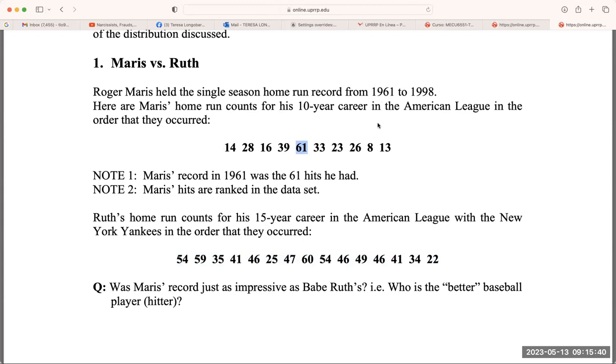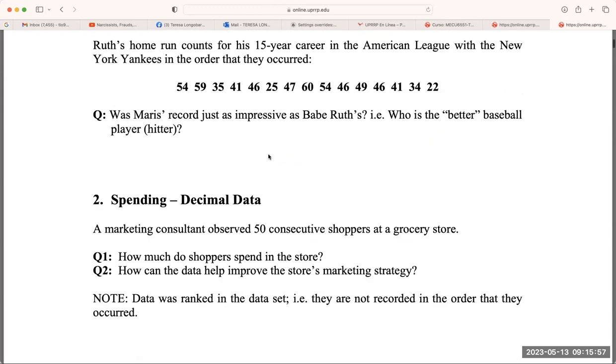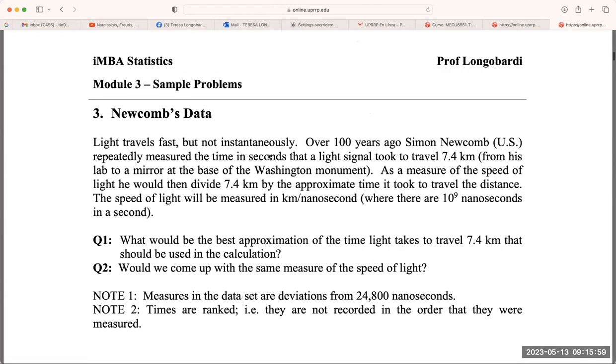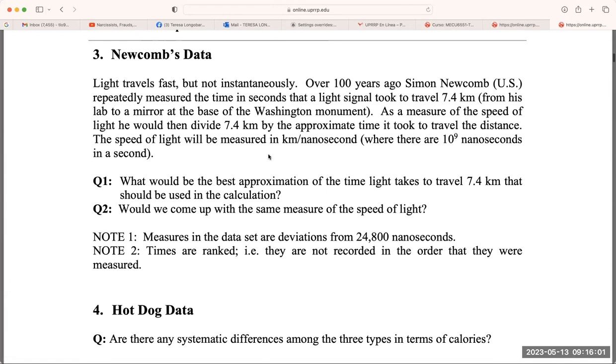One oddball. Now, it was a measure that was determined not to be an outlier, but it is set apart from the rest of the data. So I suggest that that needs to be investigated further and conclude that Babe Ruth is the better hitter.